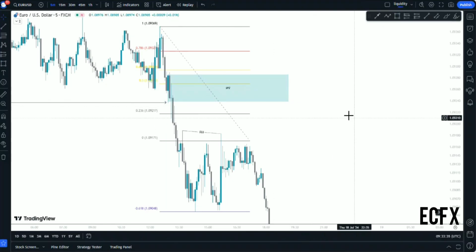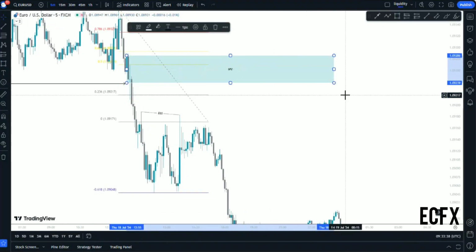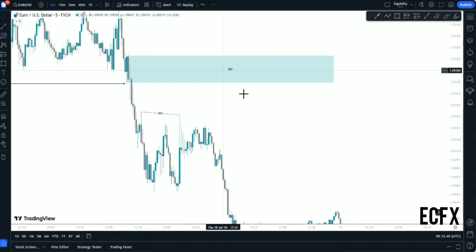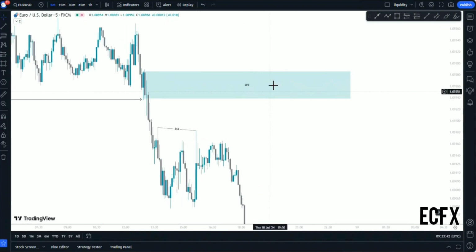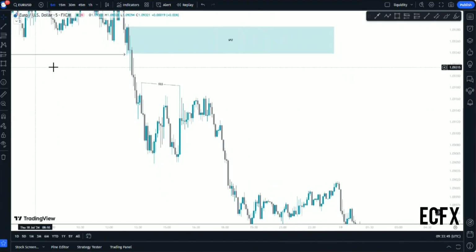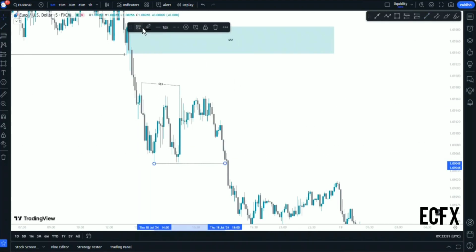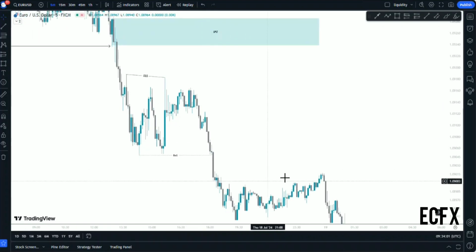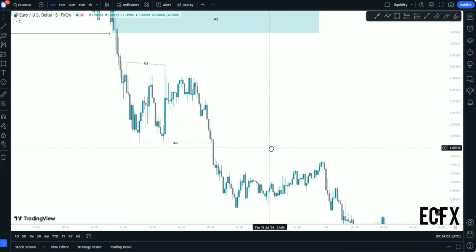Call that our supply zone. Pull that level across, and then we see price never mitigates this level and just continues to the downside. And as you can see, we have another break of structure to the downside. Price never mitigated our supply. Price just continued going to the downside over here, causing another break of structure.